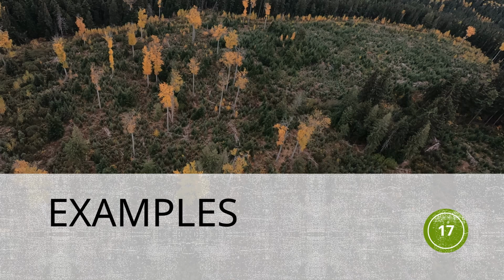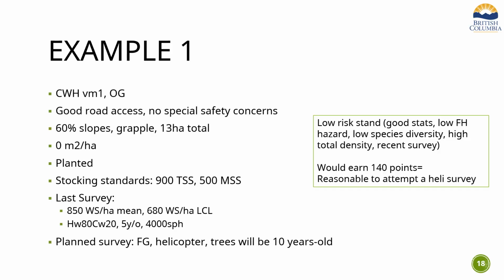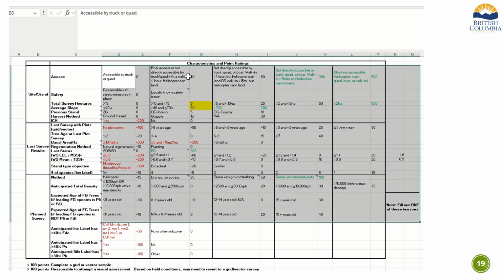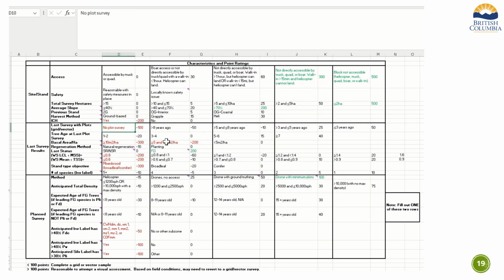Okay, I'm now going to explain how the spreadsheet works by actually running through a few examples. All right, for our first example, I'm going to show you a fairly low-risk block. It had good stats, low forest health hazard, low species diversity, high total density, and a fairly recent survey. Okay, I still have a couple highlighted fields, so I'm just going to blank them out, and now let's begin.